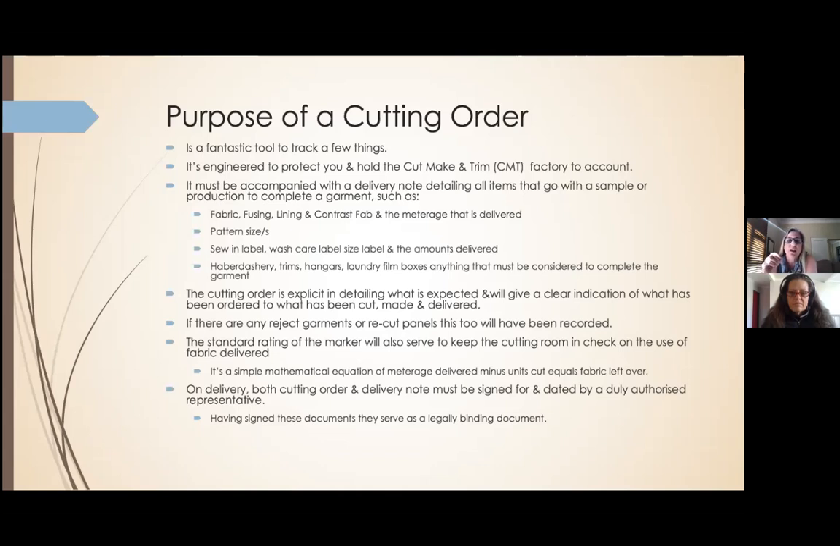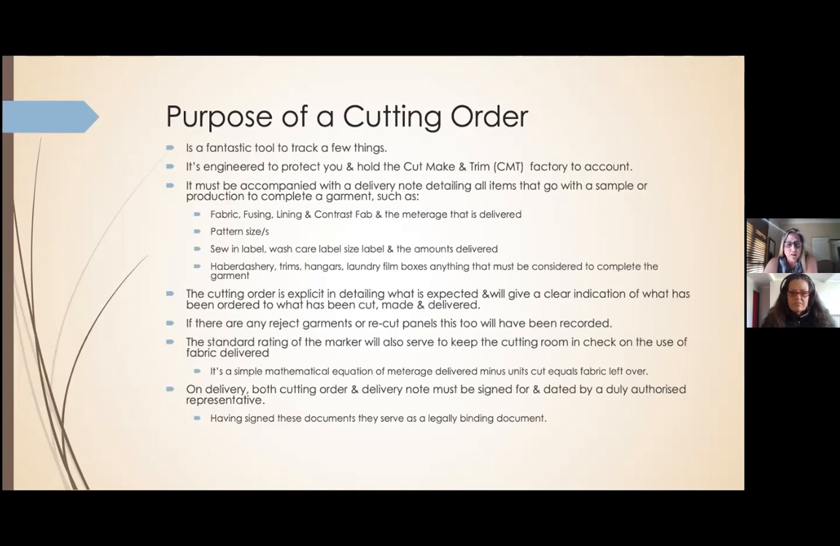So are you supplying the fusing? Are you supplying the thread, the labels, the size labels? All of those things that need to go with the garment, the zips, the haberdashery, the trim. And the cutting order will also have swatches of the fabric that you have delivered.